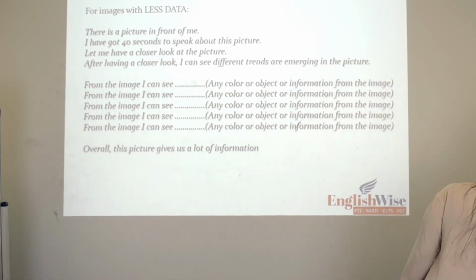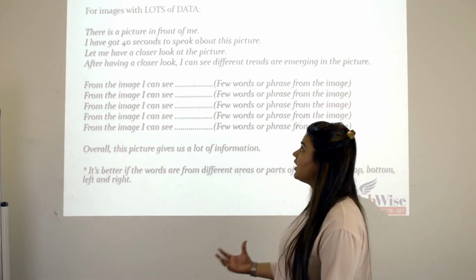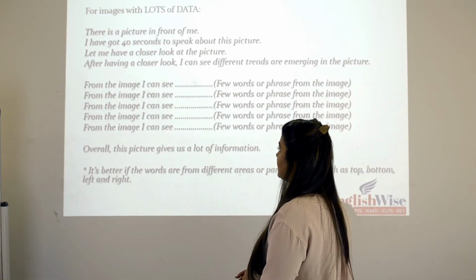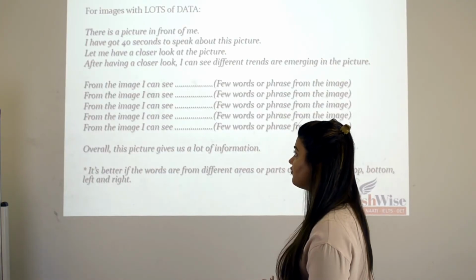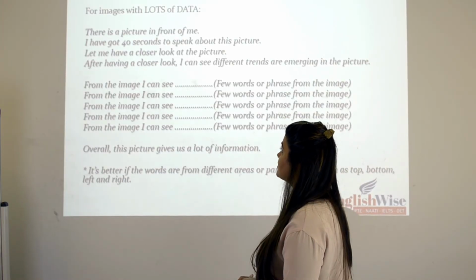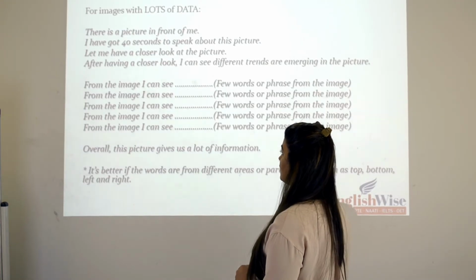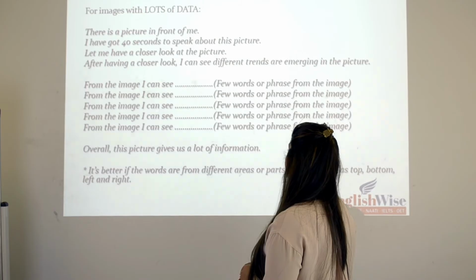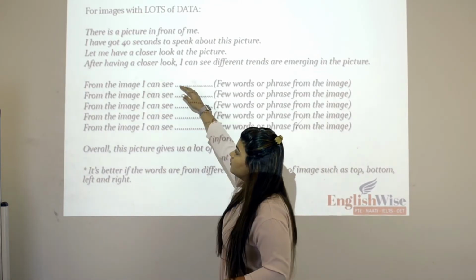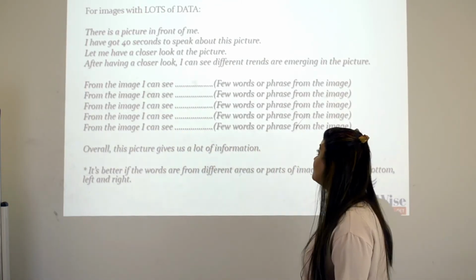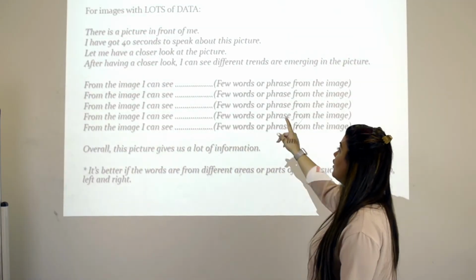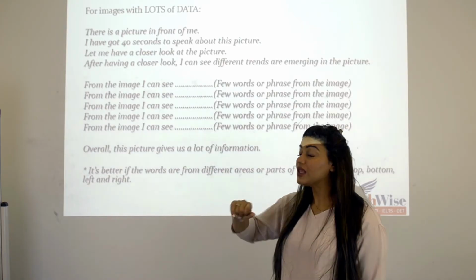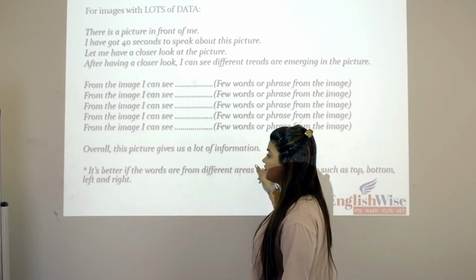Now, for the image which is having more data, that means a lot of data, then you're going to speak something like this. There is a picture in front of me. I've got 40 seconds to speak about this picture. Let me have a closer look at the picture. After having a closer look, I can see several trends are emerging in the picture, and then you're going to give your data, whatever it is. Yeah, it has to be few words or phrases. Okay. Now, overall, the picture gives a lot of information.